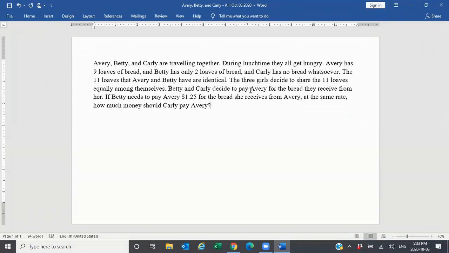The 3 girls decide to share the 11 loaves equally among themselves. Betty and Carly decide to pay Avery for the bread they receive from her. If Betty needs to pay Avery $1.25 for the bread she receives from Avery at the same rate, how much money should Carly pay Avery?